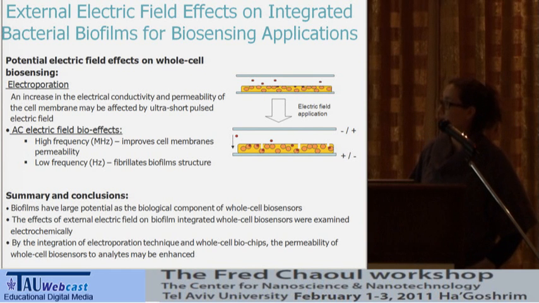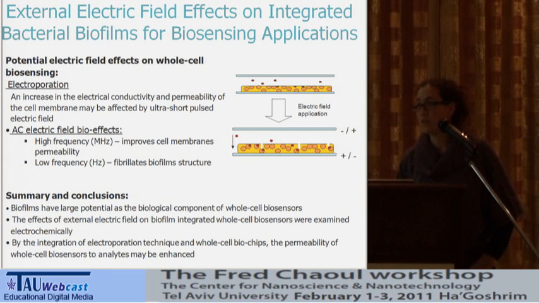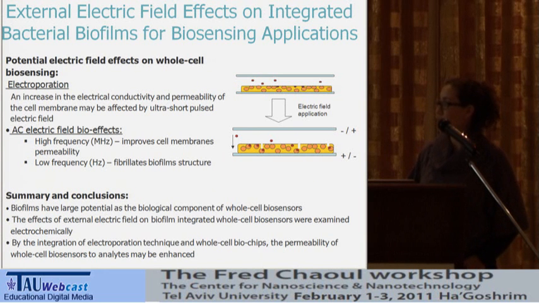probably by pore formation. I will summarize and say that biofilms have large potential serving as the biological component of whole cell biosensors, and our results demonstrate that the application of DC and AC electric fields may improve the electrochemical signal that is generated by the whole cell biosensor.